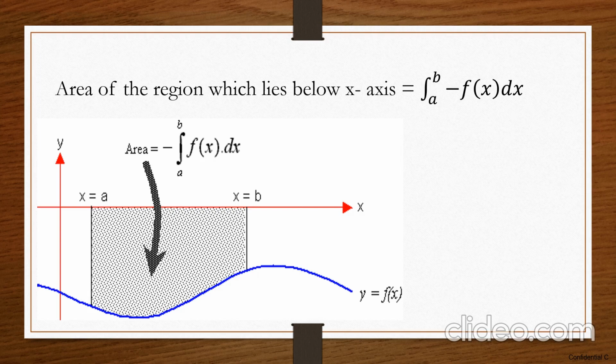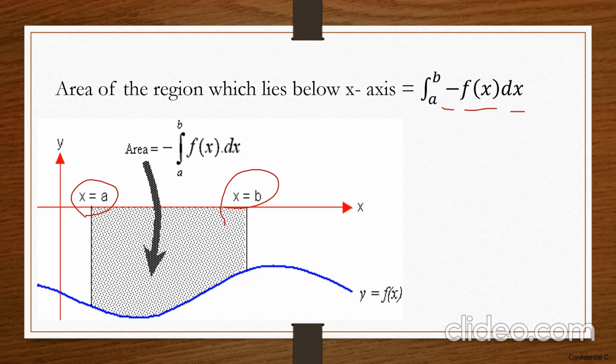Second formula, when the area of the region, that is this dotted region, lies below the x-axis. How will you find the area? You have another formula, integral with limit points x equal to a and x equal to b. But this curve lies below the x-axis, so you need to have minus f of x, where f of x means the function in terms of x, into dx.